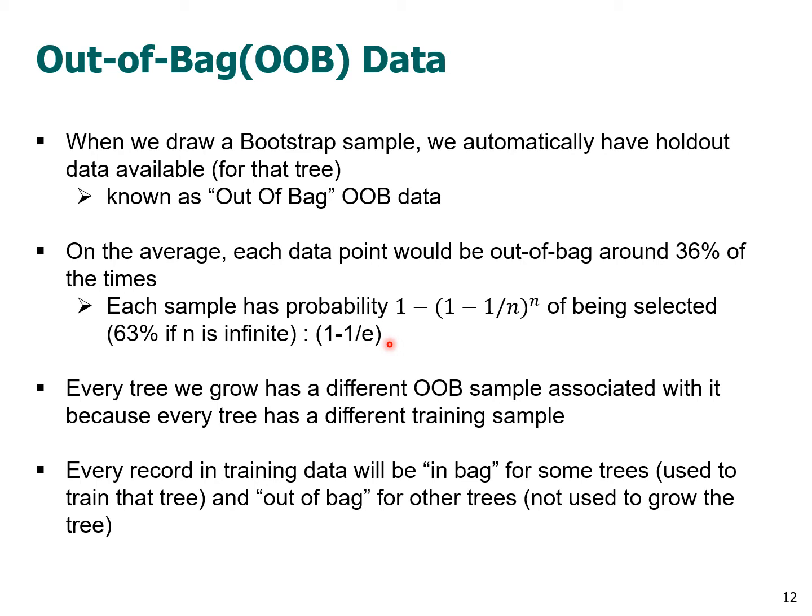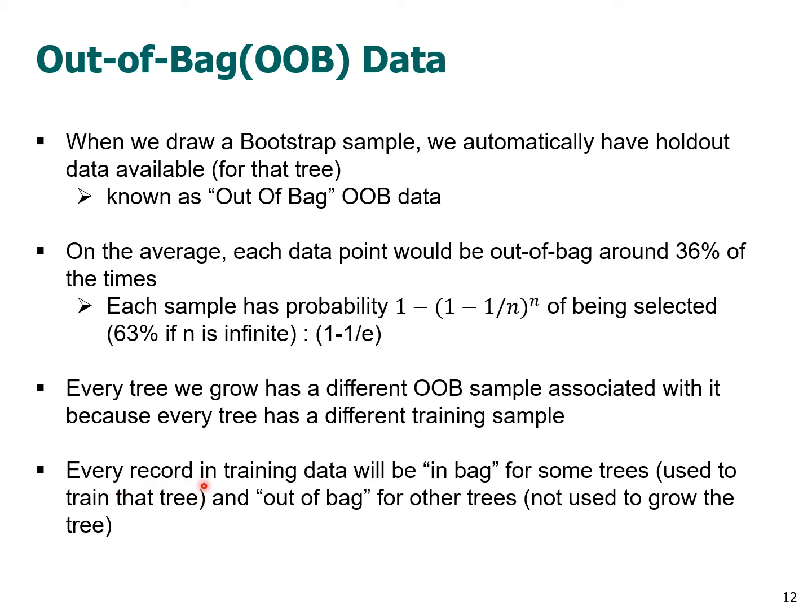So in random forest, we repeat this bagging method and generate a set of different samples, right? And using each of these samples, we construct different decision trees. Because of that, every decision tree we grow has different OOB samples, because each decision tree is based on different training samples. So each decision tree has different OOB data.